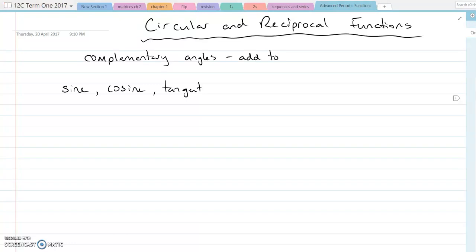Okay, we're on to Chapter 7, Advanced Periodic Functions. So the first section, Circular and Reciprocal Functions. This starts off with some basic stuff, then we get a little bit harder.